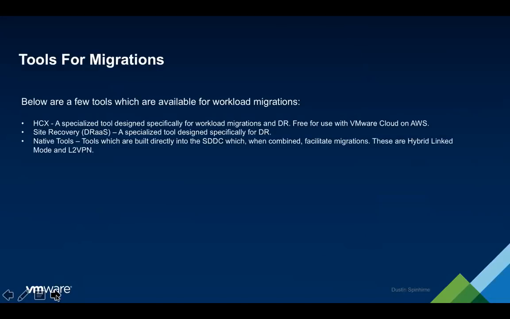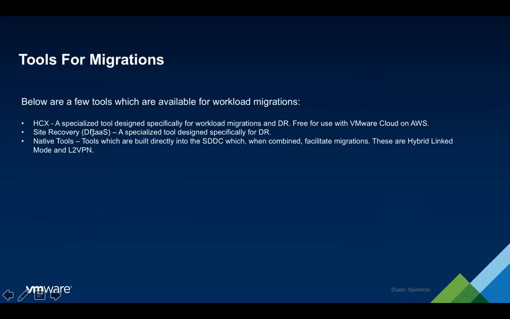So a few tools to accomplish the workload migration. So HCX, the first one. This is a specialized tool that is designed specifically for workload migration. So it has some nice things built in, migration planning assistance. It's got WAN optimization. It's got L2 extension, all these things built into that one tool. And it's also included free with VMware Cloud on AWS. So it tends to be the preferred approach for most people.